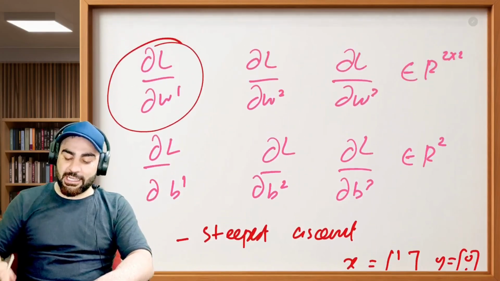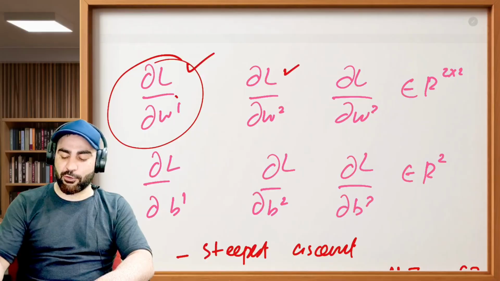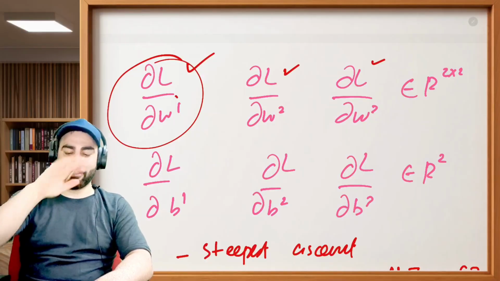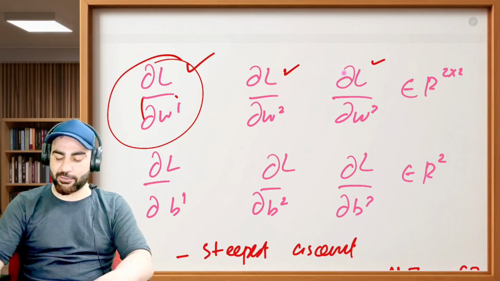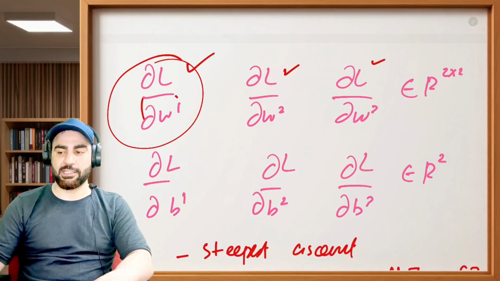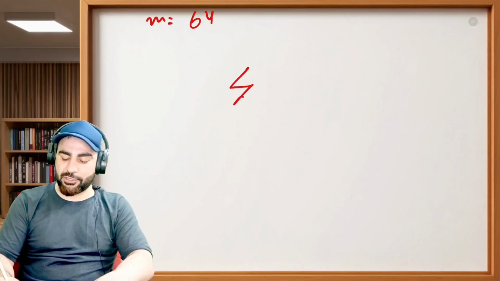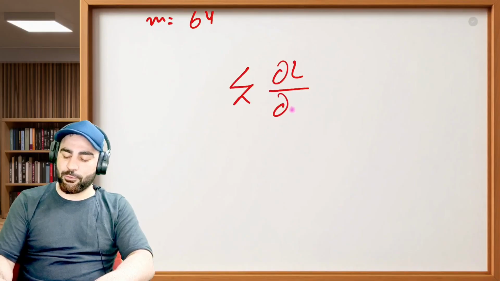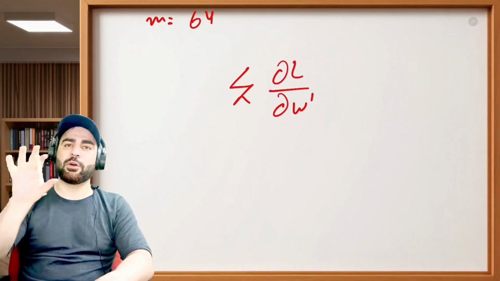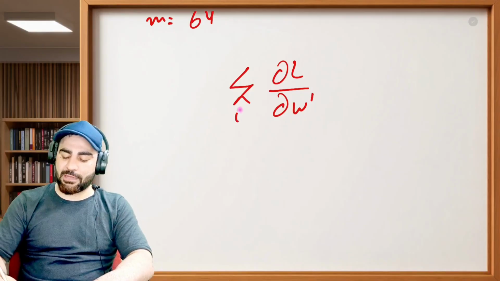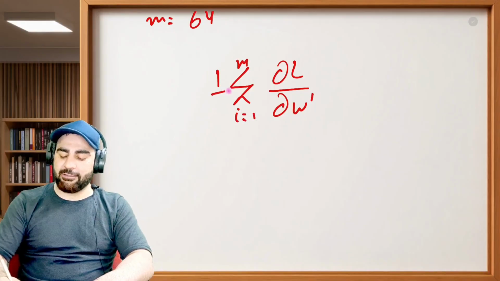So we'll get 64 such matrices, and we'll take the average of all of these. We'll take the average for this, this, this, and similarly for the others. So we'll basically take 1 by m times the summation of ∂L/∂W1. This will be W1 for the first point, W1 for the second point, and we sum them up for all the m points and take the average of these values.